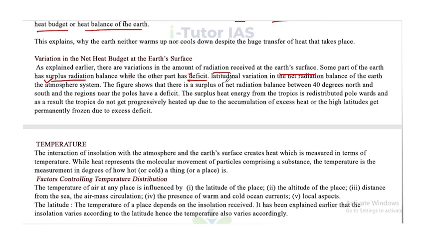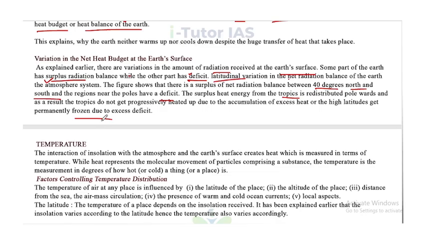Latitudinal variations in the net radiation balance of the Earth-atmosphere system. The figure shows that there is a surplus of net radiation balance between 40° north and south, and the regions near the poles have a deficit. The surplus heat energy from the tropics is redistributed polewards, and as a result, the tropics do not get progressively heated up due to accumulation of excess heat, nor do the high latitudes get permanently frozen due to excess deficit.